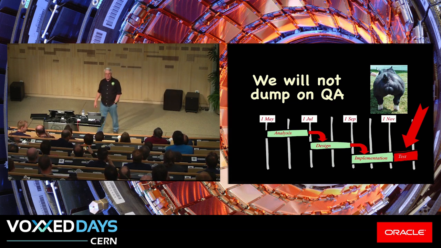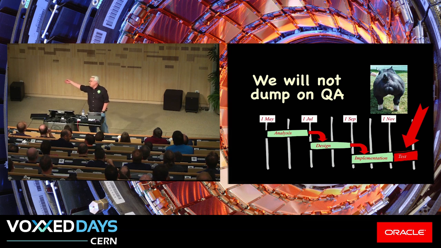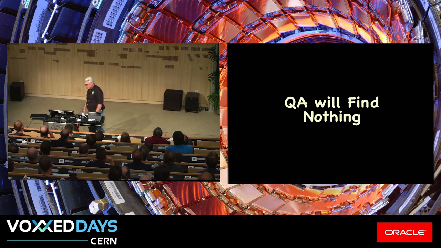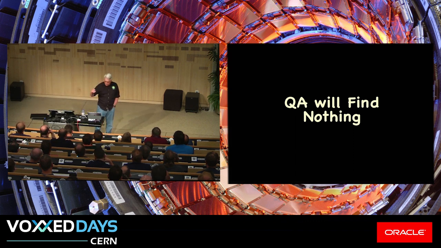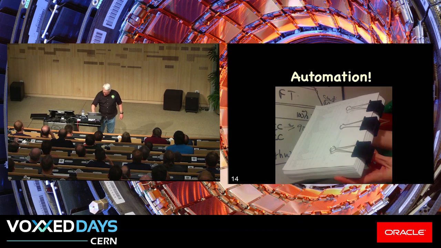I do not expect that we're going to do that. We're not going to dump a whole bunch of defects on QA. I want QA to find nothing. QA should wonder why they have a job. Every time they run the system, every time they run their tests, they should find nothing. And if they do find something, all the programmers should go, how the hell did that happen? We gotta plug that hole, because QA should find nothing. Of course, everything should be automated.